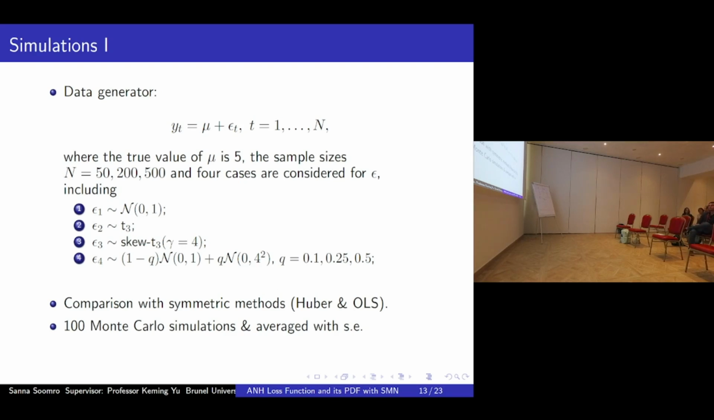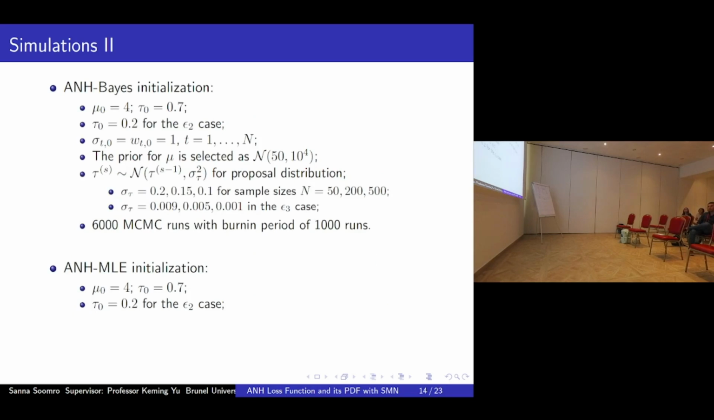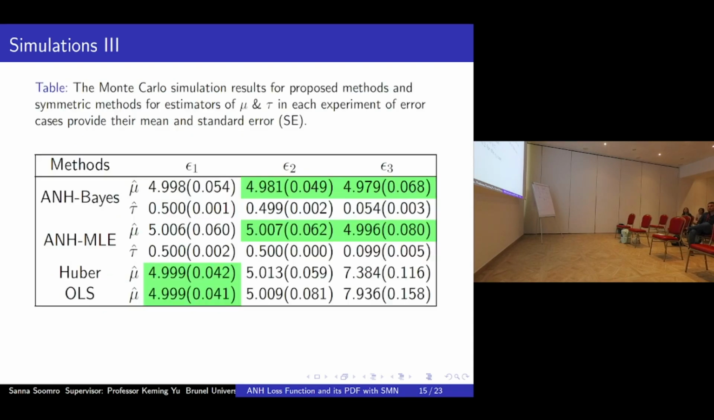And finally, I'm going to compare the proposed method with symmetric methods like Huber and ordinary least squares. For the entire experiment, I'm going to repeat 100 Monte Carlo simulations, and then I average the error and the estimators and obtain the standard error. Okay, so I'm going to skip this. So I will show you the results.